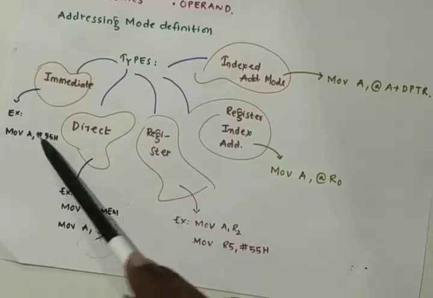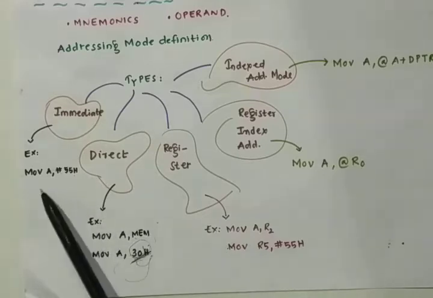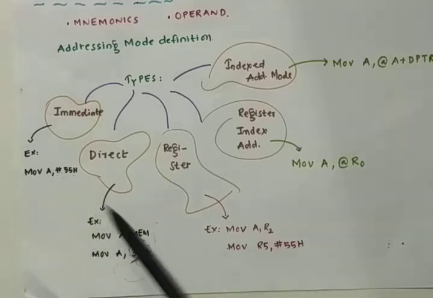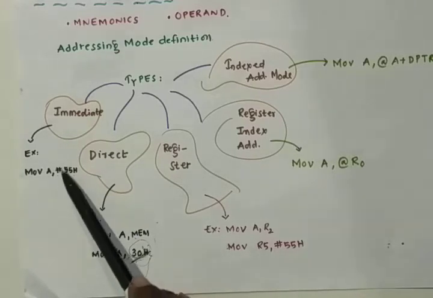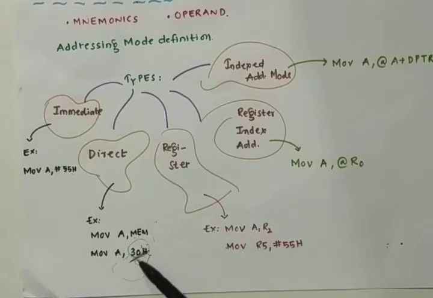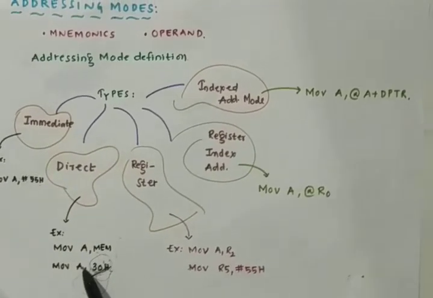Compare these two instructions. Here MOV A, #55H is there, and here MOV A, 30H is there. Here the hash is there and here the hash is not there. Hash means it is the data only, whereas 30H is a particular memory location. From that memory location, the execution pointer has to read the data and move it into the accumulator register. This is the direct addressing mode.